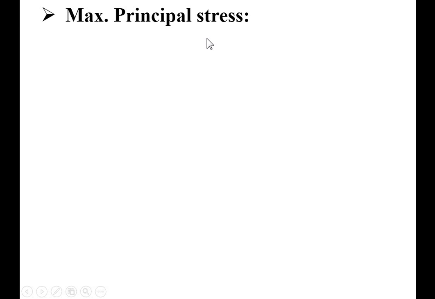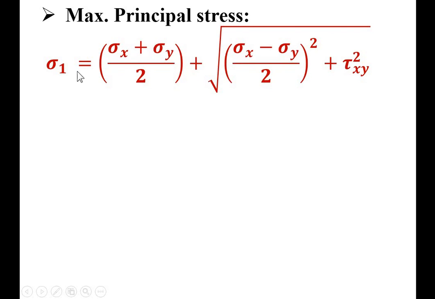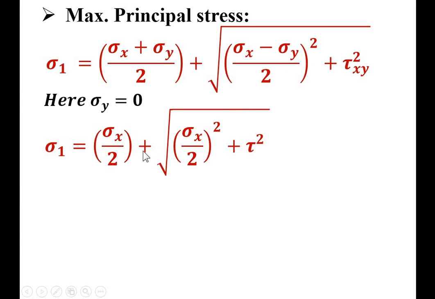So let's start from the first, maximum principal stress. As we have discussed, this is the formula for the maximum principal stress. Here sigma y is 0 because in the description the load is not given to you in the y direction, so the stress in the y direction is 0. If you put sigma y equal to 0, your sigma 1 is only sigma x by 2 plus square root of (sigma x by 2) whole square plus tau square.